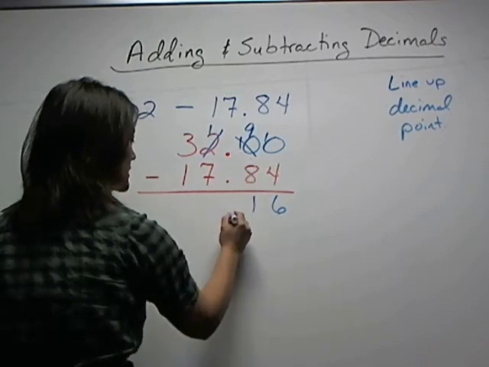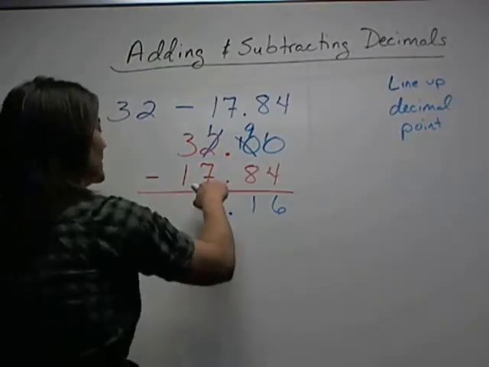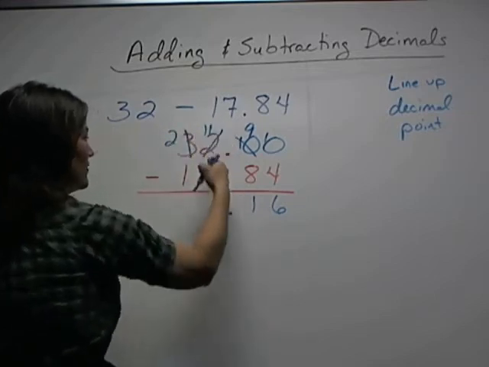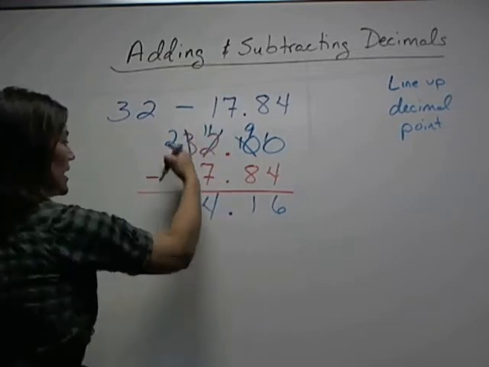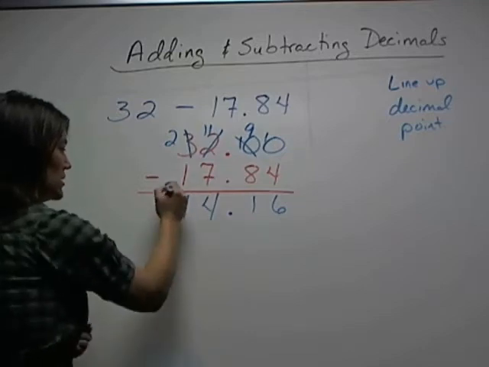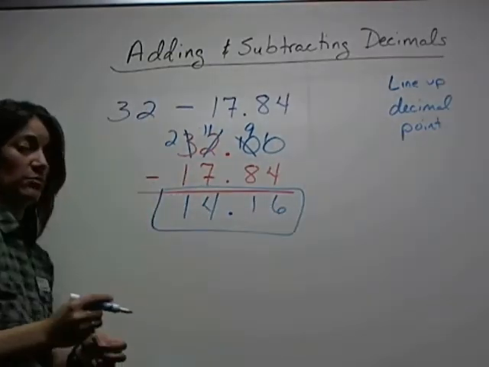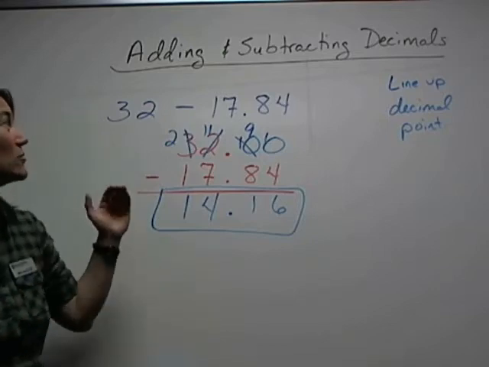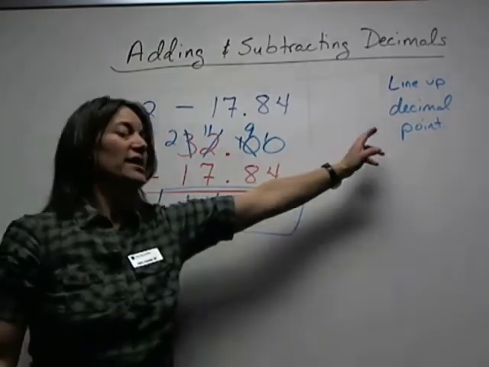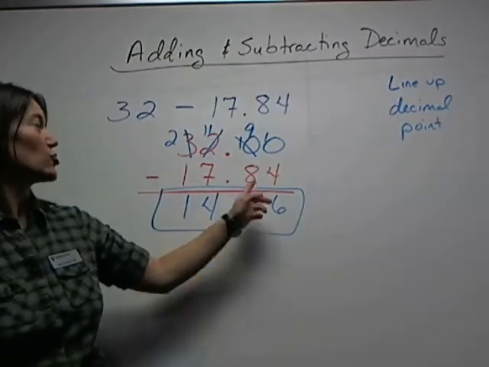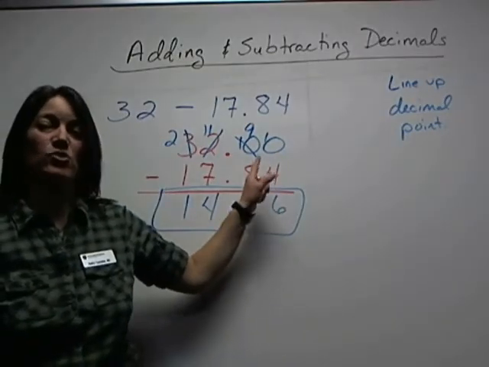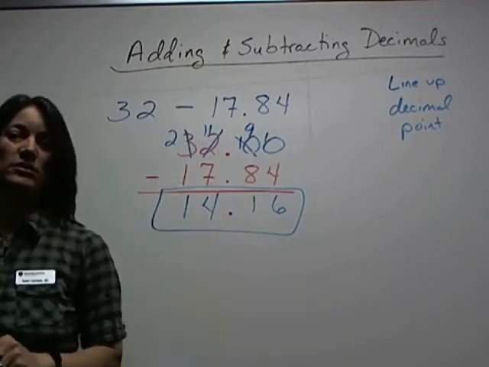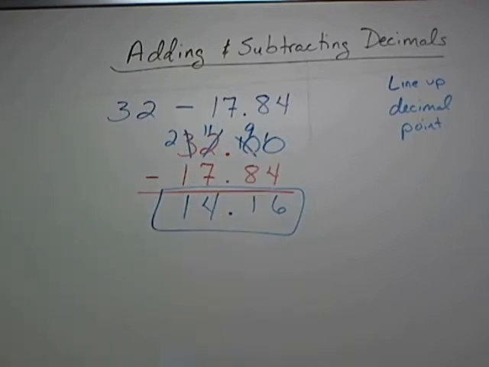Decimal point, decimal point, decimal point. Can't take 7 from 1, so I have to go and borrow again. 11 minus 7, though, is 4. And 2 minus 1 is 1, to get your final answer of 14.16. So whenever you are adding or subtracting decimals, line up your decimal point. Make sure that you do the actual operation that you subtract every column. If you need to, fill in zeros for your placeholders.